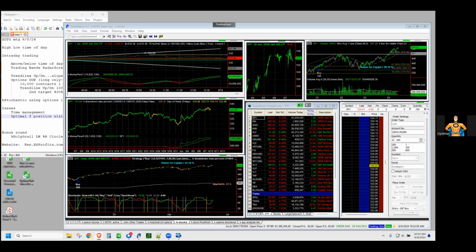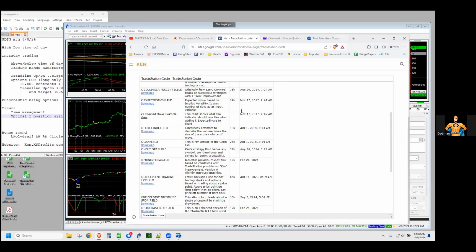Got it. Hey, Optiman, Richard, was it Richard who was doing the last one? Yeah, Richard had this thing about some sort of indicator on the radar screen. I would suggest, Richard, to use the K money flow as one of your indicators there. It does stuff inside TradeStation that nobody else has.